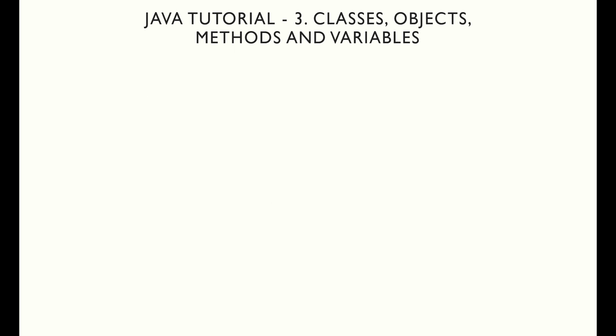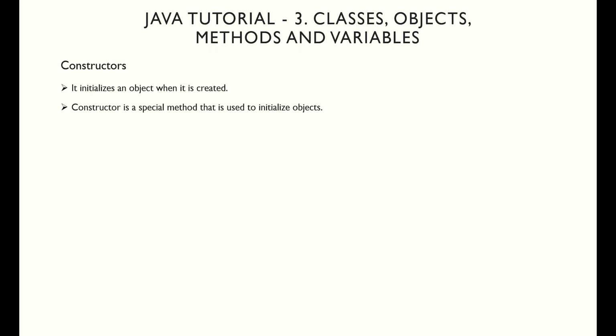In a lot of places, I had mentioned the term constructor. What is that? A constructor is a block of code that looks similar to a method. It initializes an object when it is created. So basically, a constructor is a special method that's used to initialize an object. At the time of calling the constructor, memory for the object is allocated.